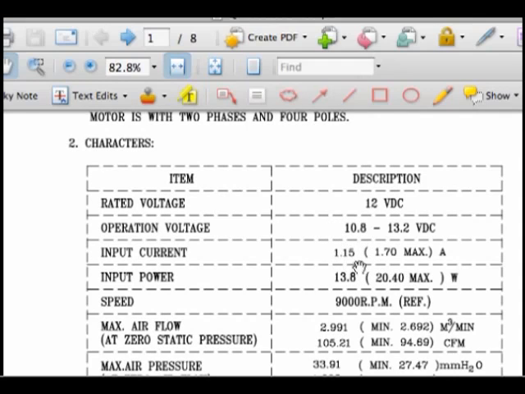So 1.15 is the nominal current. Now, again, it may not actually draw that much. It's actually telling you 1.7. If you looked at the fan, it'll say 1.7 on the fan. But this case is actually telling you the nominal, so it's telling you that 1.15 is really what it'll probably draw. So stamped on the fan is 1.7, but in reality, if you test it, it'll probably draw 1.15.